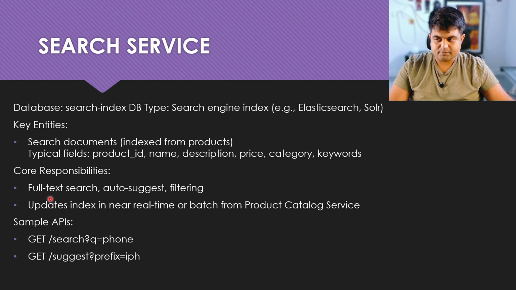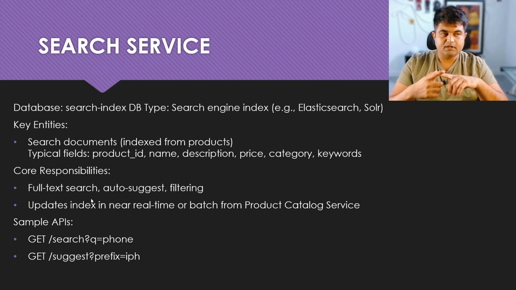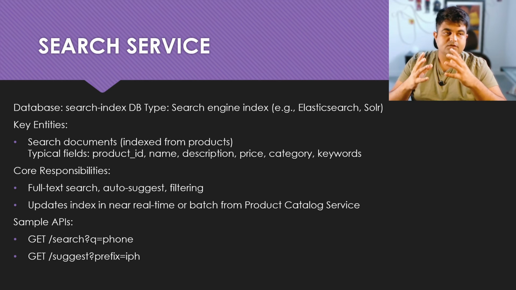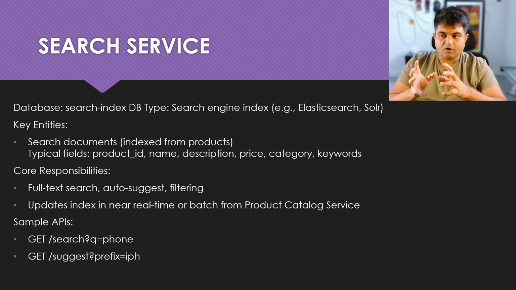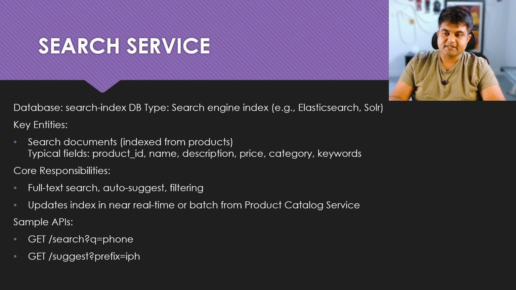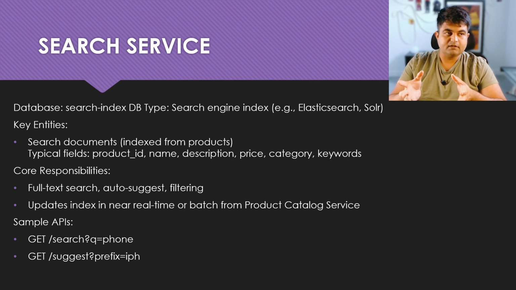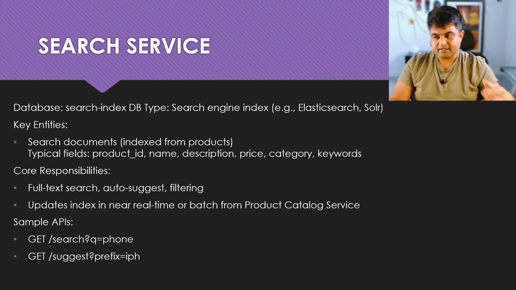First, understand the core responsibilities. We should be able to search fully, so when anyone types something, they should be able to search. Then it should also provide auto suggest, because that's a cool functionality to have and also really helpful in a lot of scenarios. Filtering, you should be able to filter based on what you are typing and then create different indexes based on that. And we should be able to update the index in near real time, because we want to get as much results as possible. But at the same time, we should be able to do batch processing from the product catalog service to make it faster.